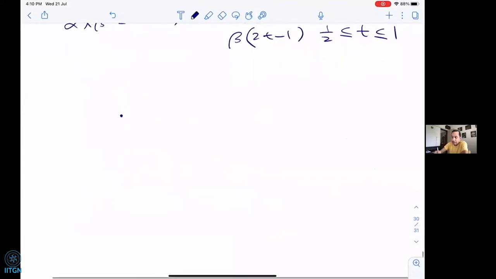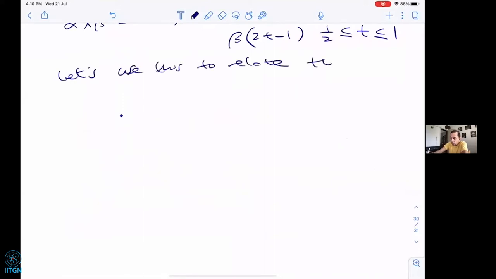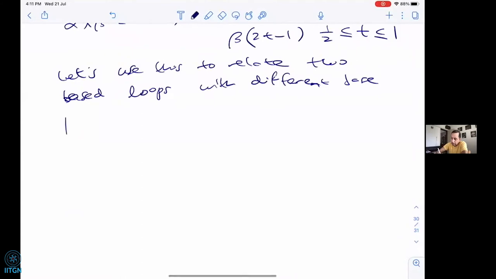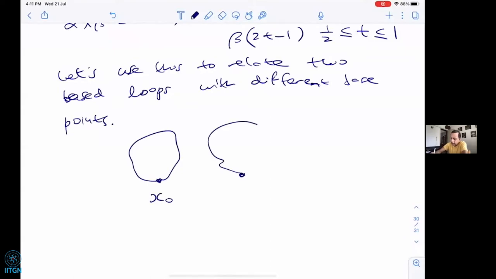Okay. Now let me try to show you the idea of relating. So let's use this to relate two based loops with different base points. So I'll have one based loop whose image looks like this, and here is x0, and I have another one here whose image looks like that, and its base point is x1. Now, there are just two different loops. Is there some sense, though, these are just examples, but is there a sense in which, given a loop based at x0, I can always find a loop based at x1, which is somehow similar?